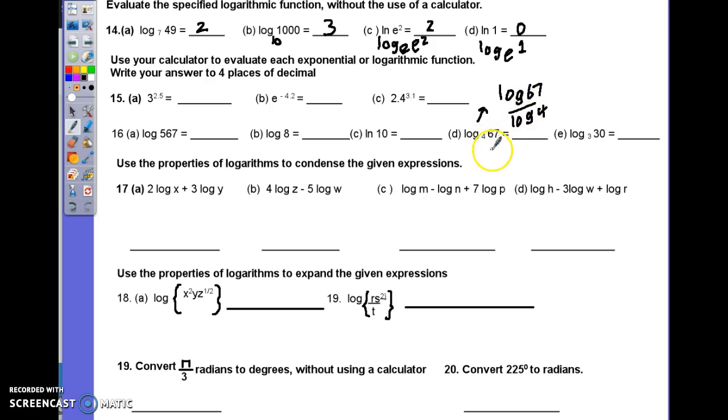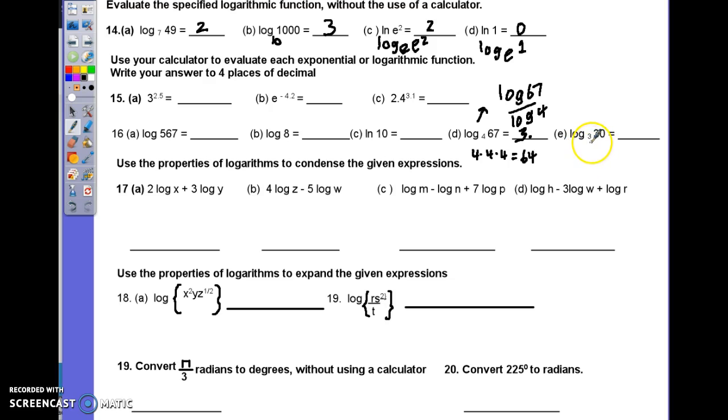Okay, and you should have an idea of what this is, because here's the question: 4 to the what exponent is 67? Well, 4 times 4 is 16. 16 times 4 is 64. So it's a little bit more than 4 cubed. So your answer here has got to be 3 point something. You can check yourself on that. And then you can work this one out.